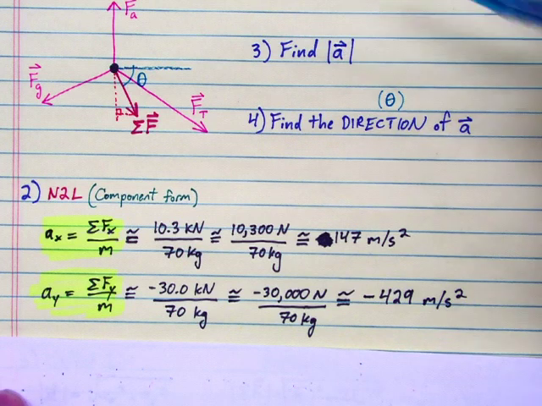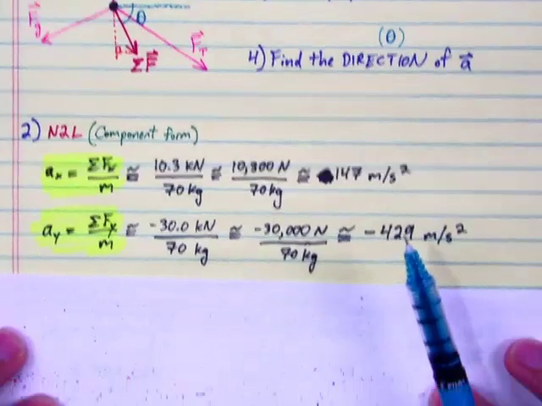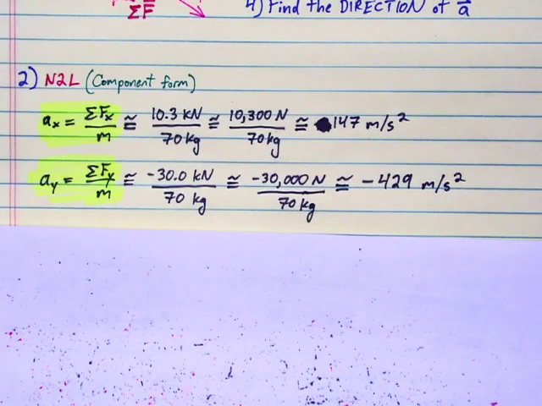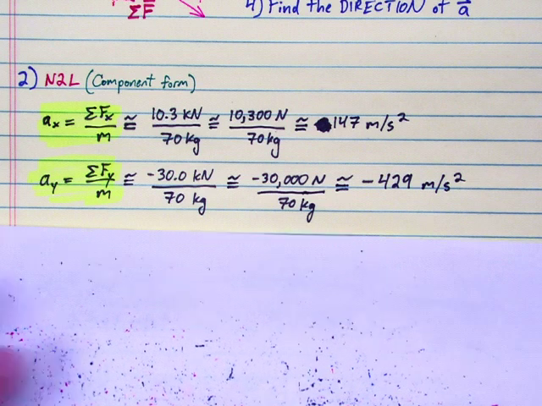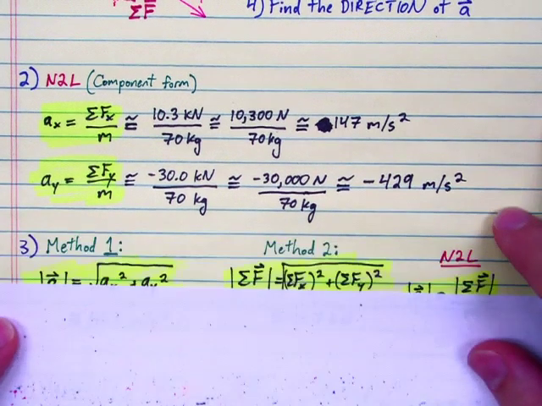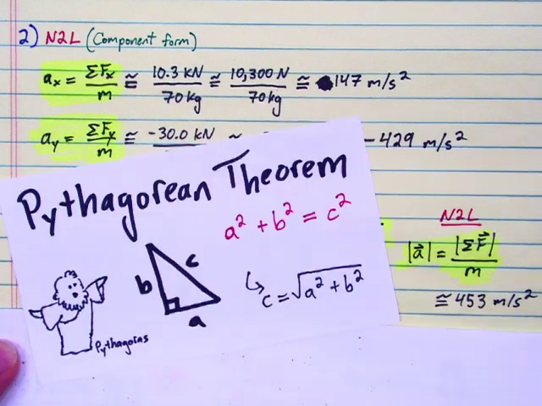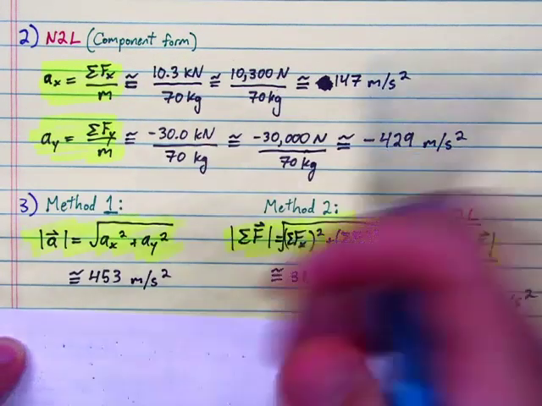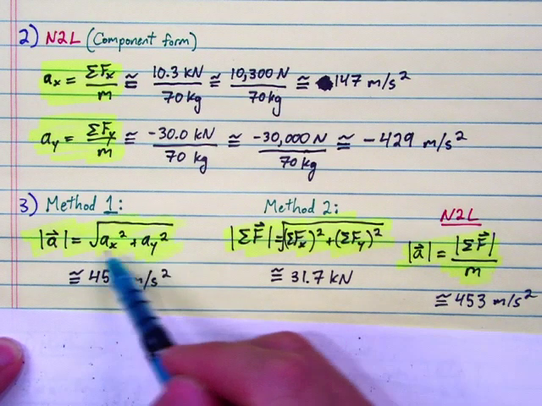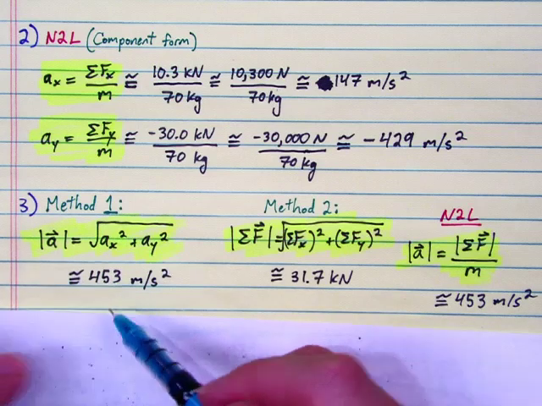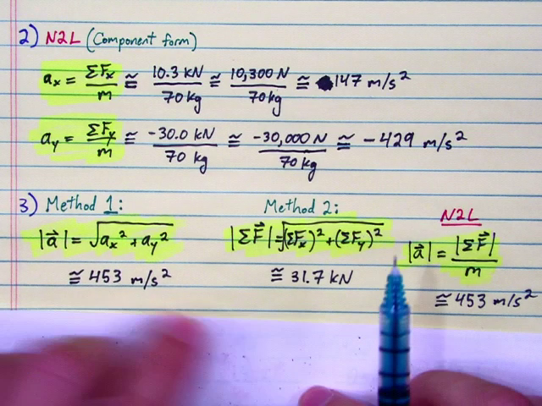Okay, now the magnitude of the acceleration. 2 ways to do that. By the way, pause the video if you haven't done this part already. Okay, here I go. Part 3, find the magnitude of the acceleration. Method 1, good old Pythagorean theorem. Since we have the x and y components of the acceleration, we can combine those to get the magnitude of the acceleration. Piece of cake.